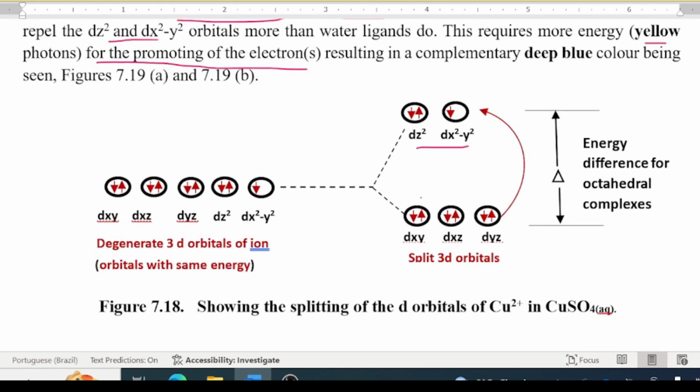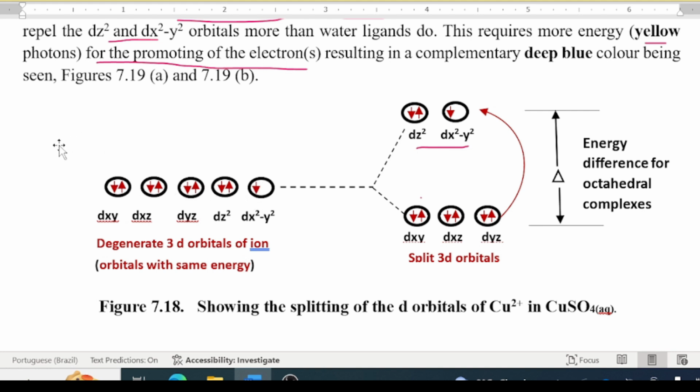we've already spoken about elements having s orbitals and p orbitals. They also have d orbitals. Only I'm showing you here, I define d orbitals of copper-2 ion. These orbitals, as they are here, are called degenerate orbitals. They have the same energy.